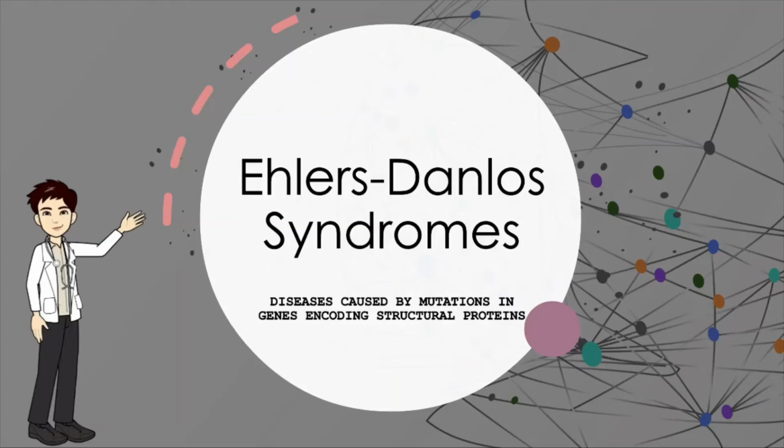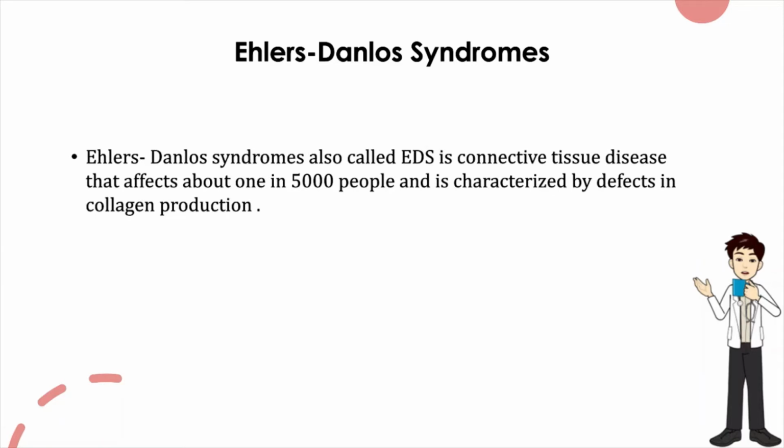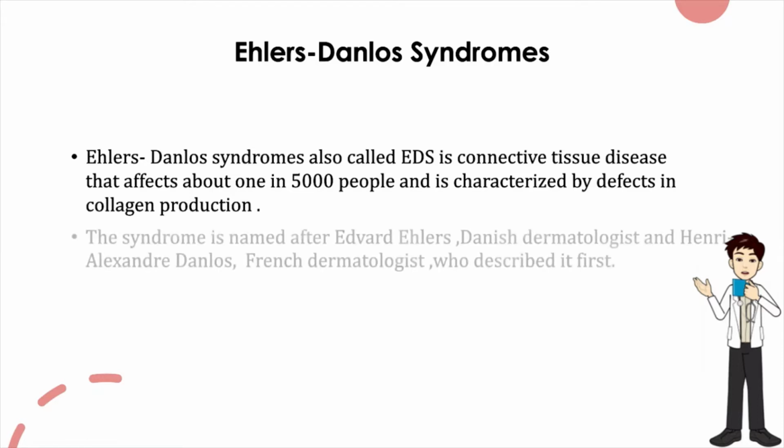Today we will discuss Ehlers Danlos syndrome. It has many types, and all these diseases are caused by mutations in genes that encode structural proteins. Simply, we can say this is the EDS syndrome, which is a connective tissue disease that affects about 1 in 5,000 people, and is characterized by defects in collagen production.